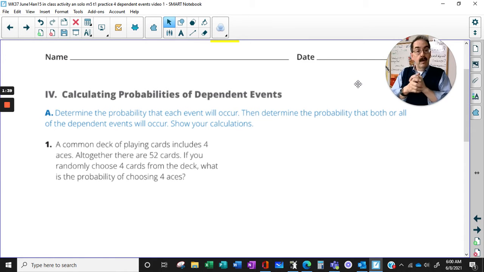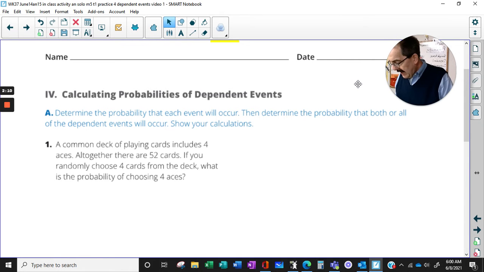Determine the probability that each event will occur. Then determine the probability that both or all the dependent events will occur. Wow, what does that mean? If, then, is this some sort of science class? All right, now, a common deck of playing cards includes 4 aces, altogether 52 cards. If you randomly choose 4 cards from the deck, what is the probability of choosing 4 aces? Well, we sort of did that with 3 of a kind, didn't we?